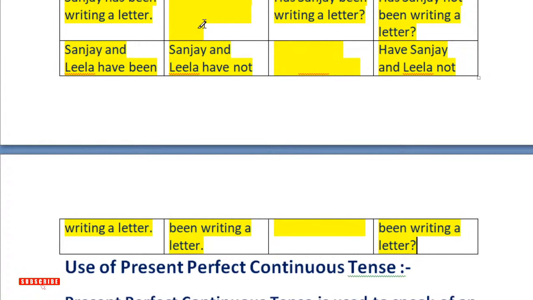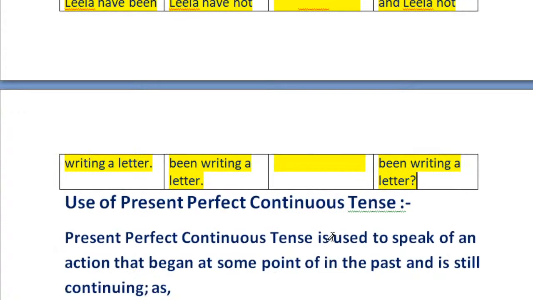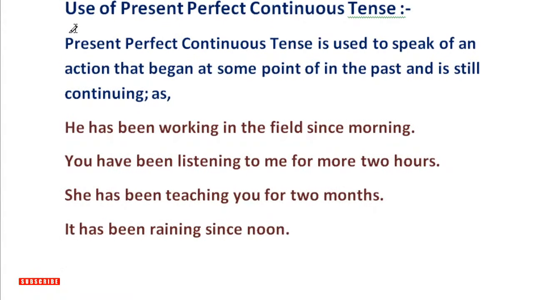Some sentences have got deleted here. Here should have been Sanjay has not been writing a letter, and at this place should have been had Sanjay and Leela been writing a letter. So this sentence got deleted. It does not matter. Let us see the use of present perfect continuous tense. There are many examples. Use of present perfect continuous tense.